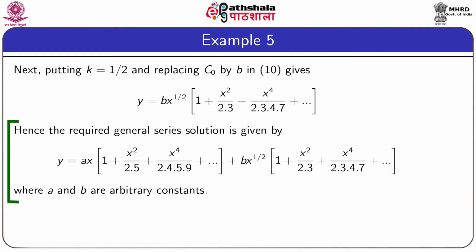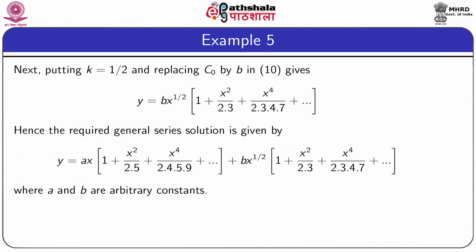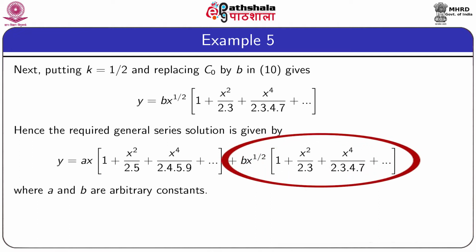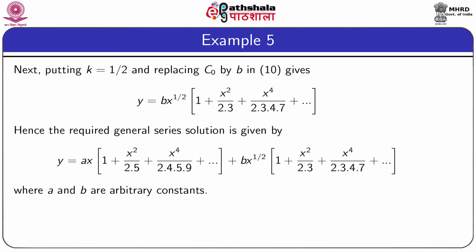Hence, our required general solution is given by y equal to a x multiplied by 1 plus x square by 2 dot 5 plus x to the power 4 by 2 dot 4 dot 5 dot 9 plus dot dot dot plus b times x to the power half multiplied by 1 plus x square by 2 dot 3 plus x to the power 4 by 2 dot 3 dot 4 dot 7 plus dot dot dot, where a and b are arbitrary constants.